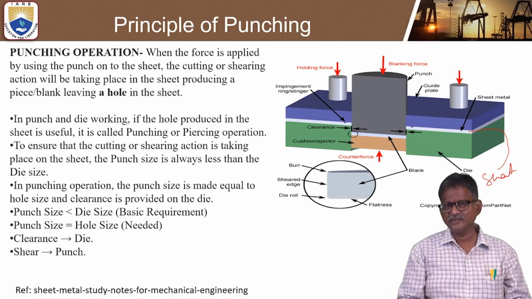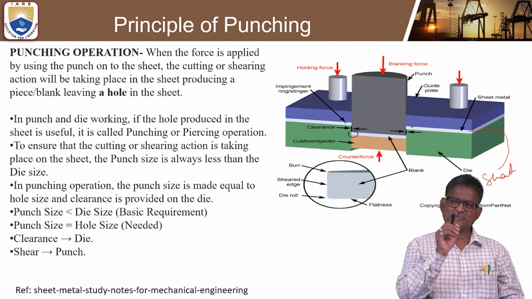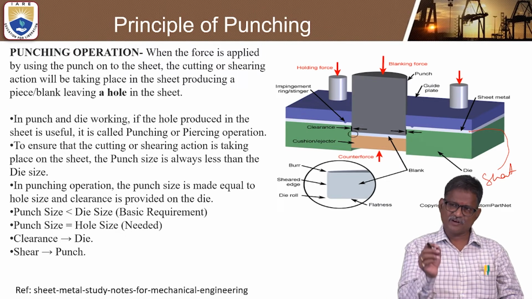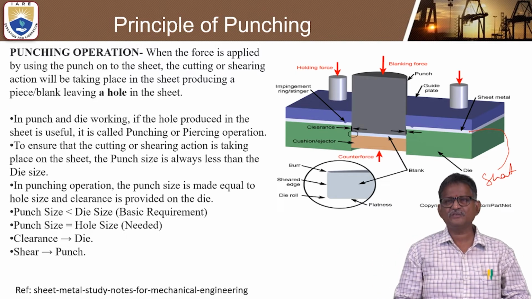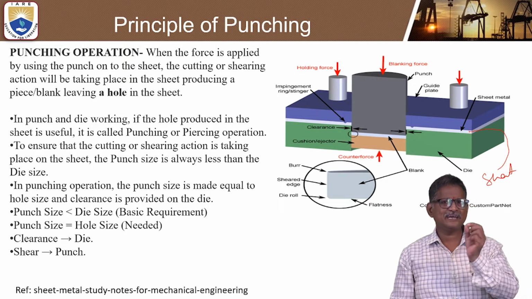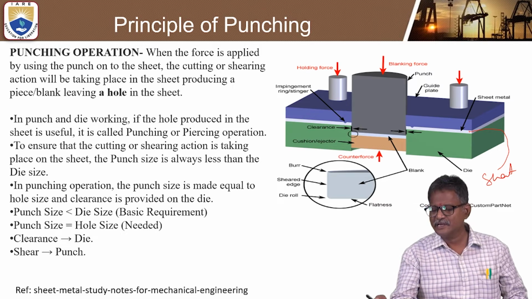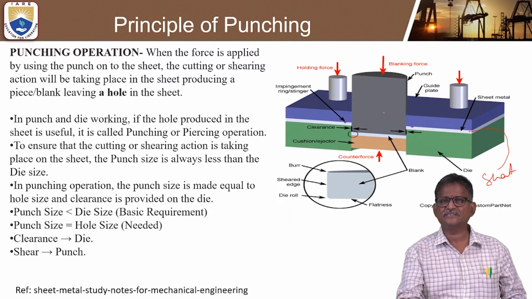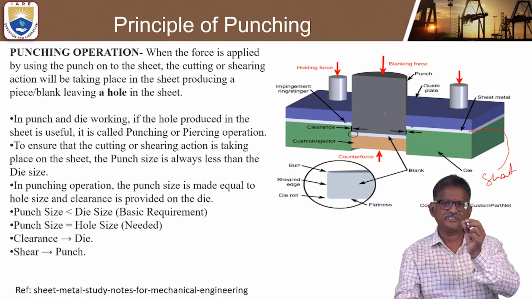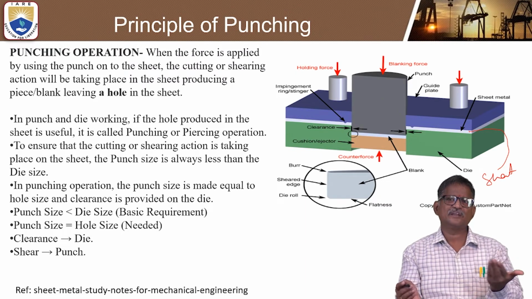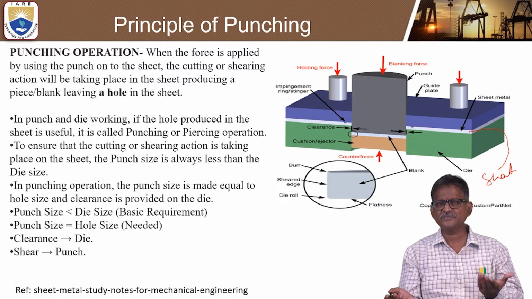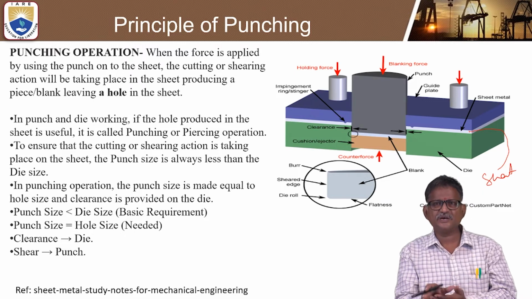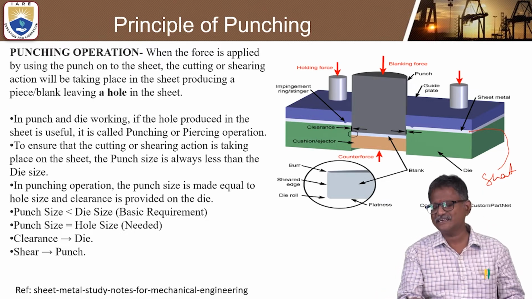Both are similar, but strictly speaking, piercing is the making of holes, while punching means removing the stock from a sheet or plate. So in punch and die working, listen carefully. In a punch and die working, there are the two dies and there is a punch. If the hole produced in the sheet is useful, it is called a punching or piercing operation. Suppose the cutting or shearing action is taking place on the sheet, the punch size is always less than the die size.